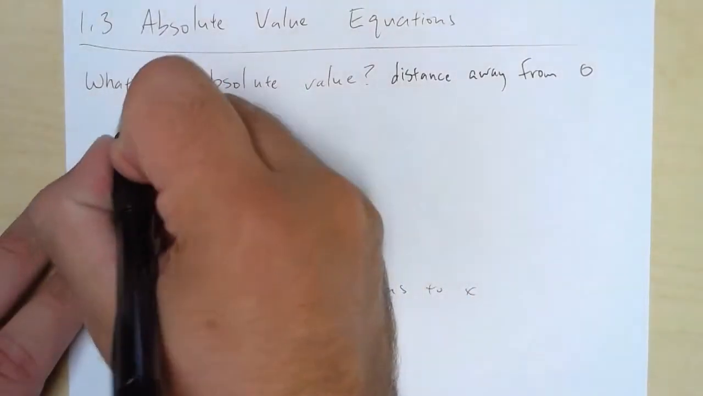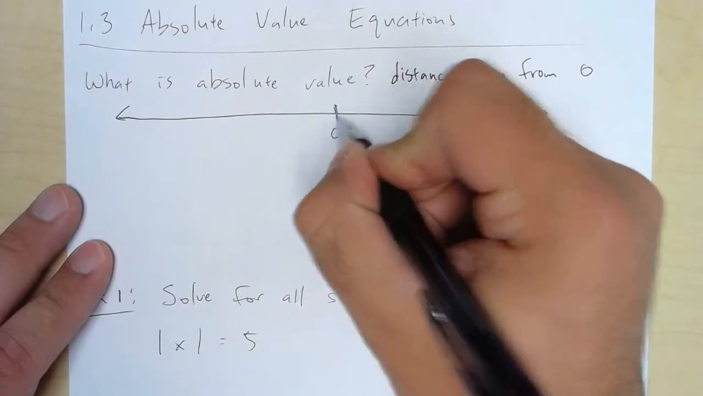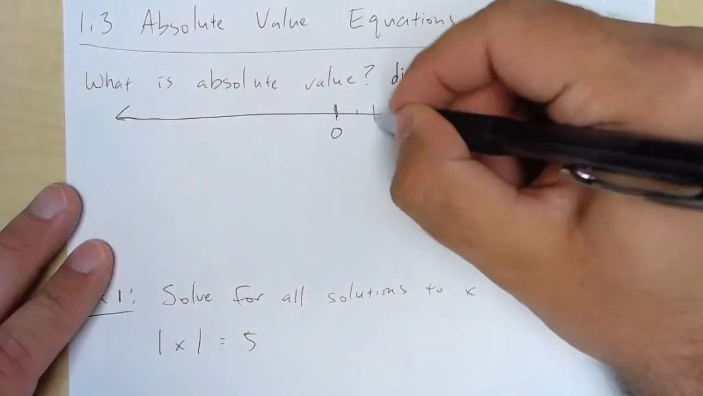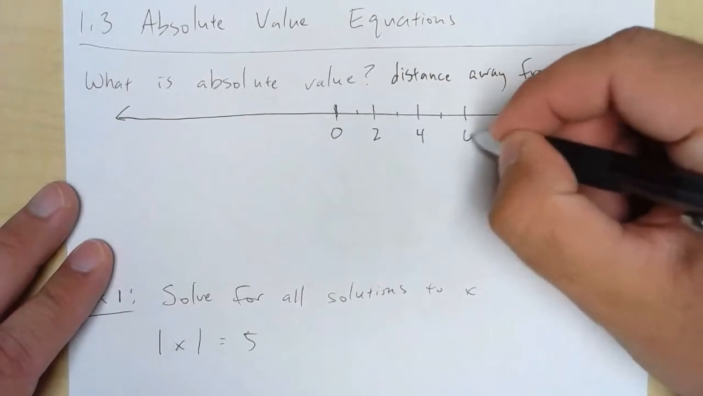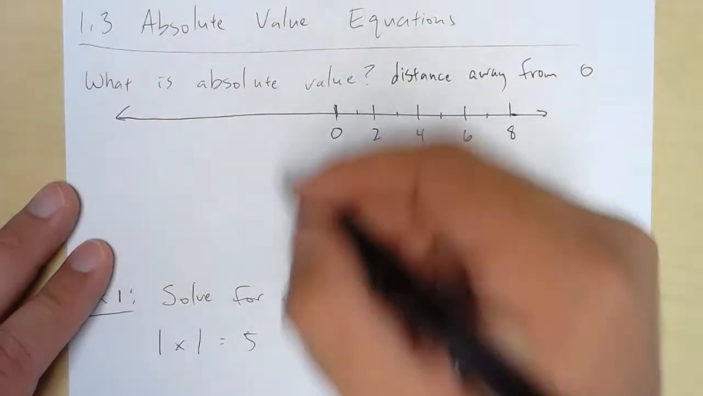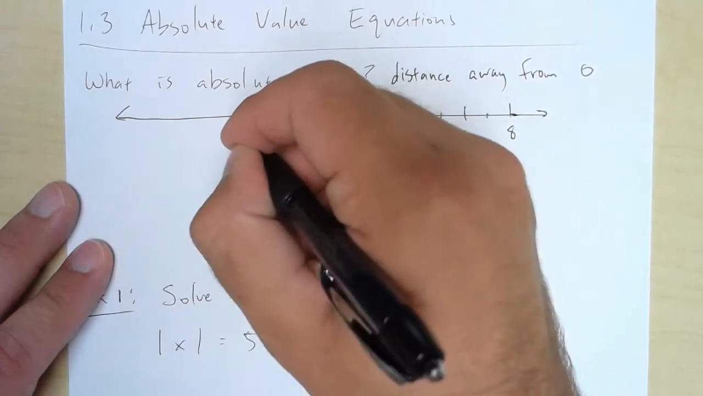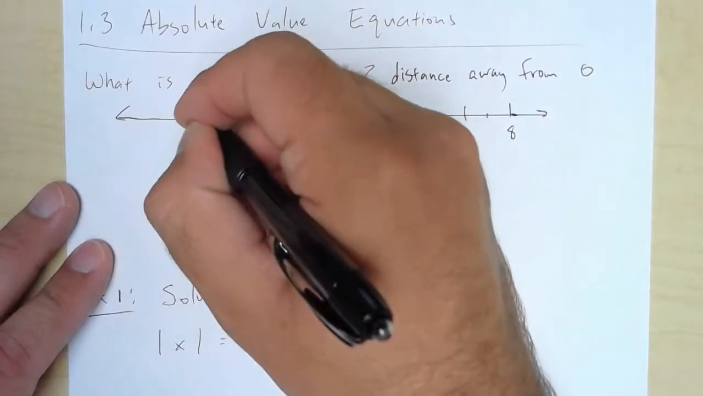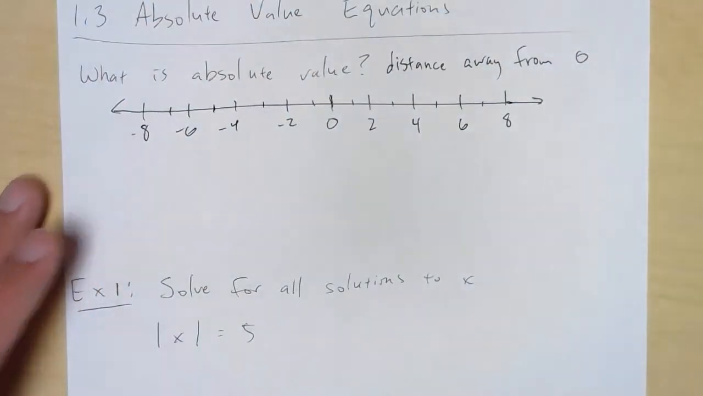So let me just lay a number line down here. Let's talk about this a little bit more. So put the 0 in the middle of it, because that's usually where 0 goes. Let's see, I'm going to count by 2s with little tick marks, the ones in the middle. 2, 4, 6, 8. Let's go backwards as well. So -2, -4, -6, -8. Plenty of number line space.